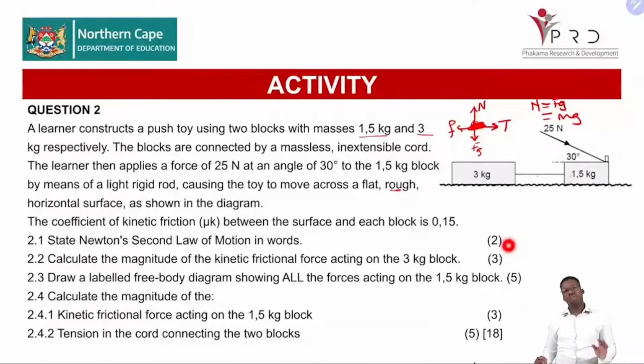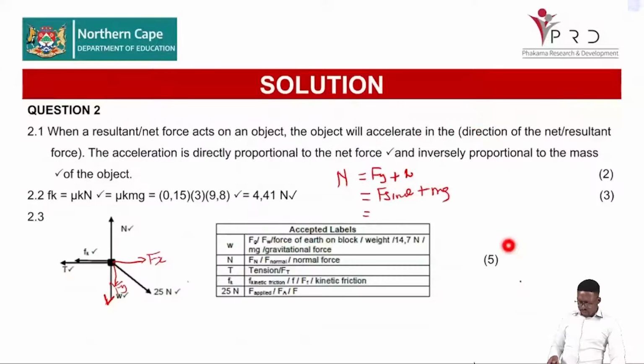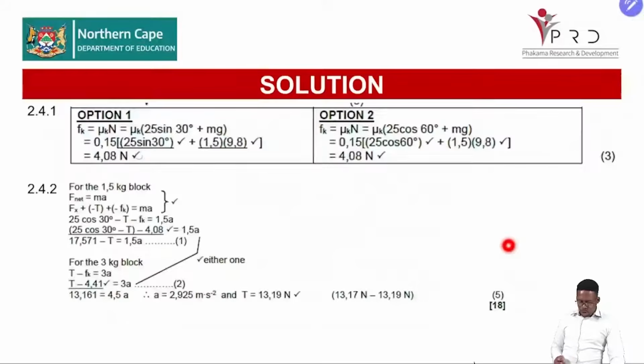And for you to have a correct calculation, it is influenced by a free body diagram. So the importance of the free body diagram, I cannot overemphasize it. Let's look at the 1.5 kg block, F net is equal to ma.